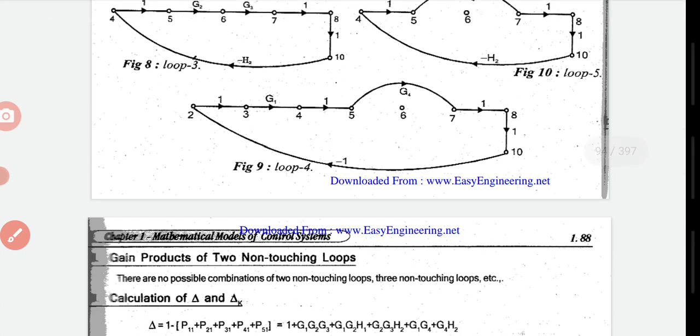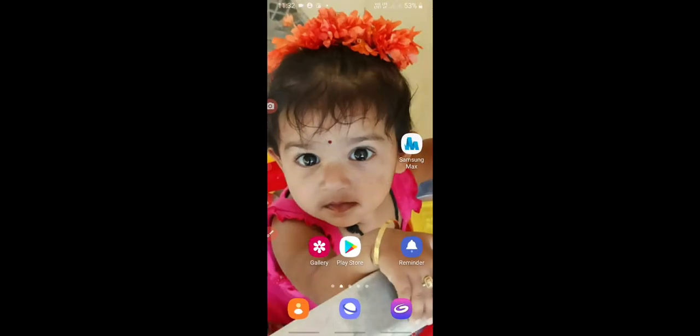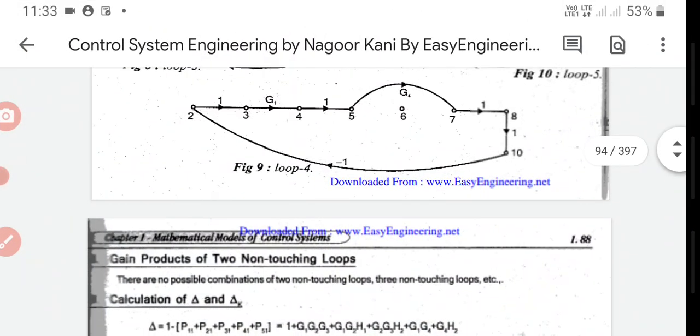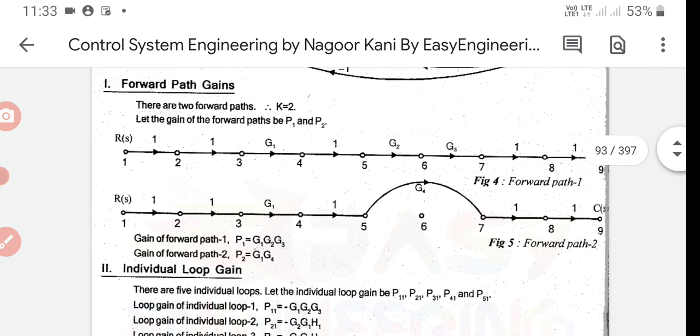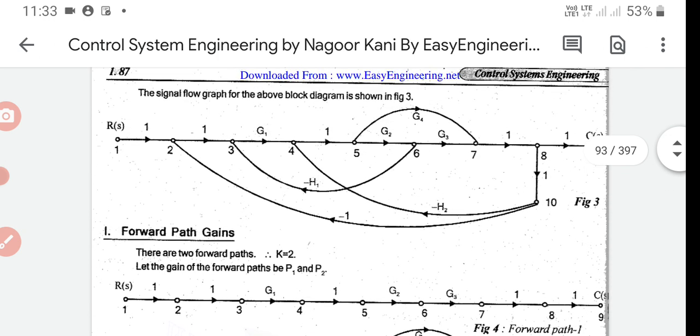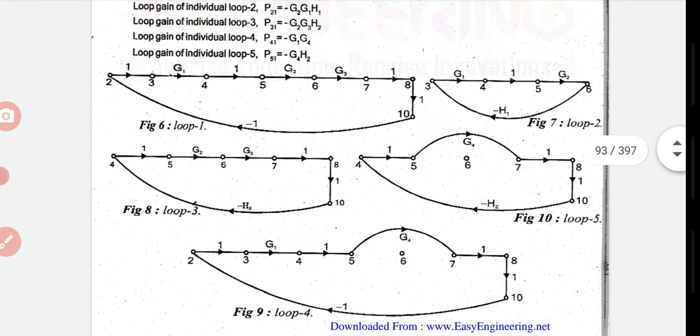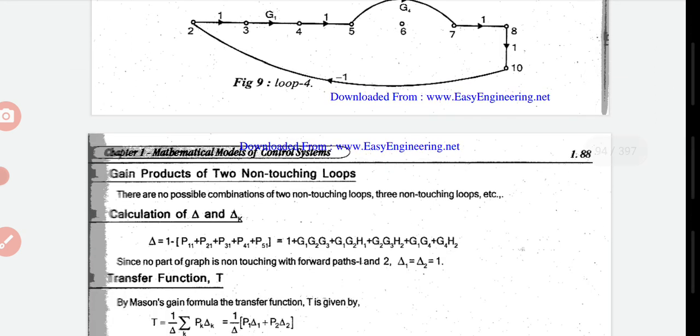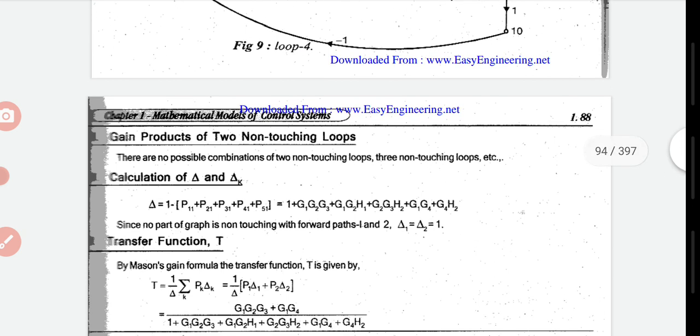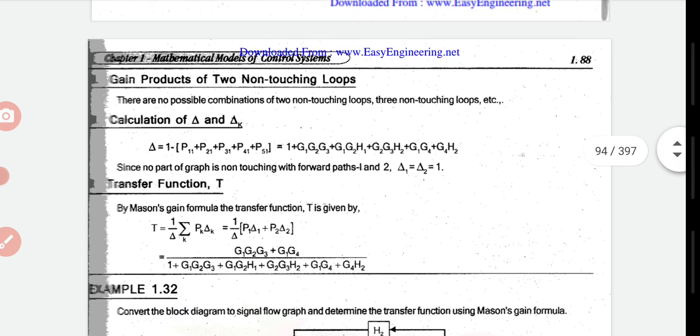After finding all the gain values for all the individual loops, verify whether you have 2 non-touching loops or not. Is there any non-touching loops here? No. Why? Because all are touching here. So there are no possible combinations of 2 non-touching loops, or 3 non-touching loops, etc. That is the next step.